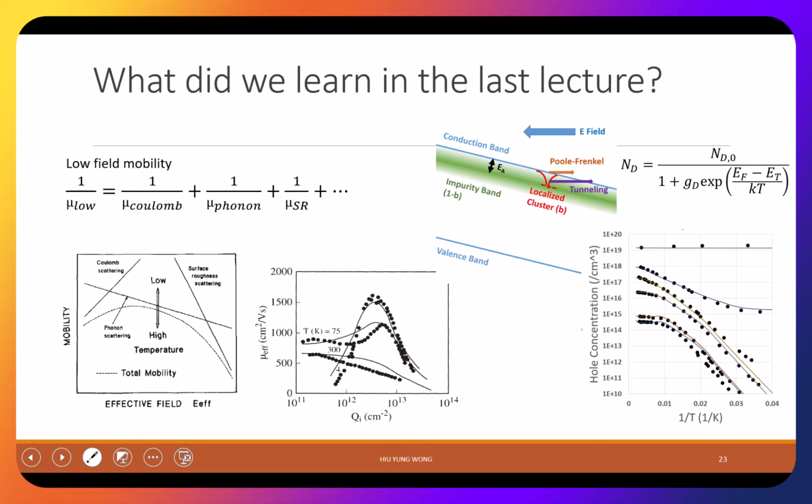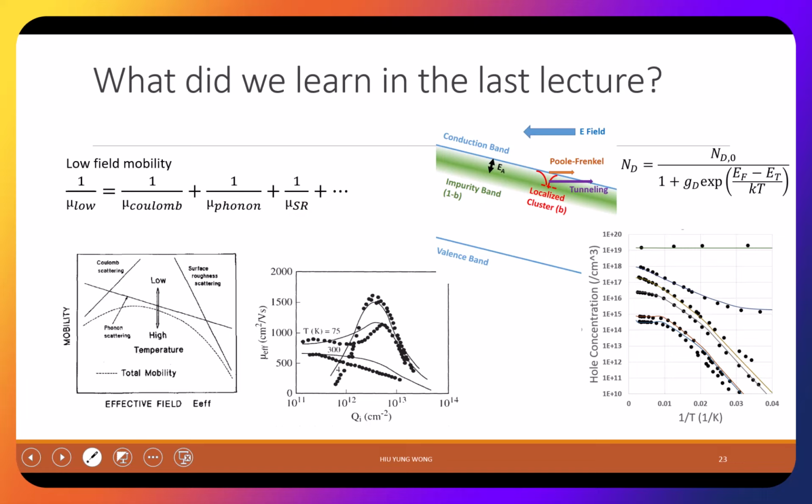More scattering, lower mobility. How about phonon scattering? Do you get more or less at lower temperature? Less. Why? Less lattice vibration, right? Phonon is just because of the lattice vibration. And then you have surface roughness, which is not that temperature dependent. You can assume they are not.